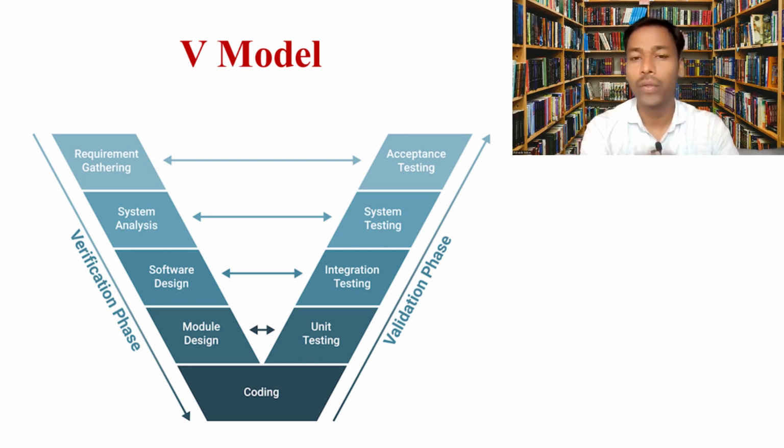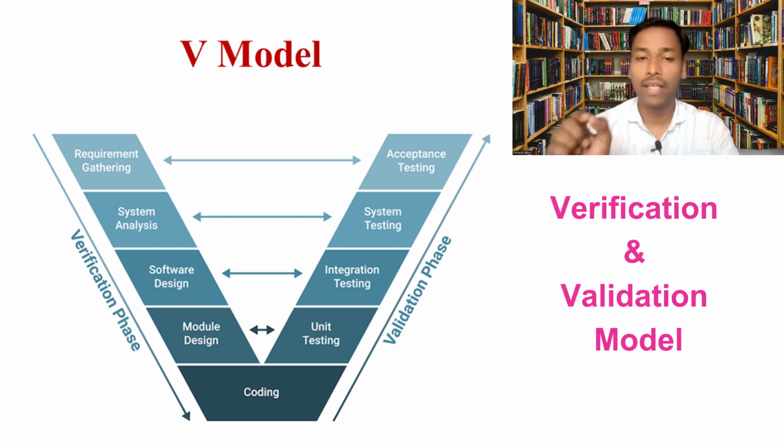This makes both verification and validation go in parallel. This model is also known as the verification and validation model. So other than the V model, this particular model can also be called the verification and validation model.